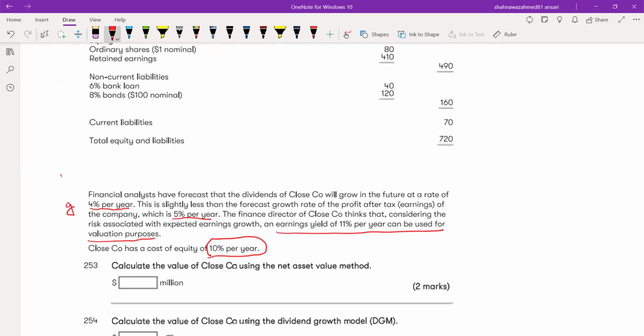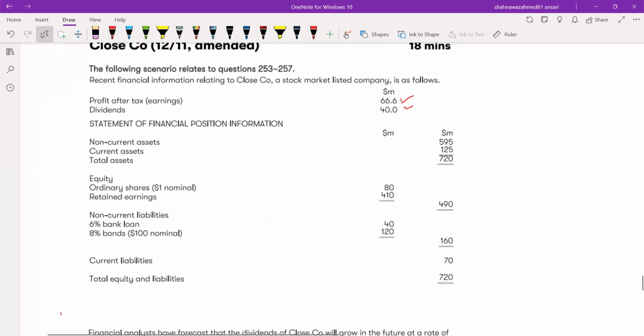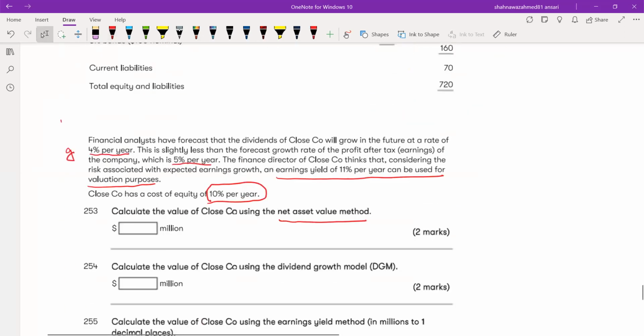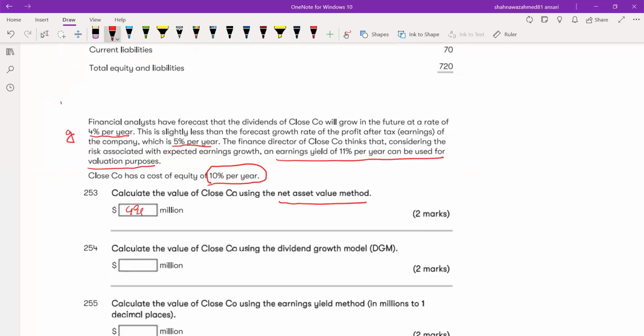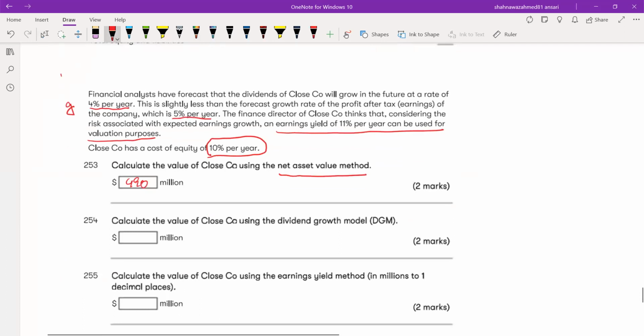Calculate the value of closed co using the net asset based valuation. Now here we have simply the historical cost given. So in order to calculate the net asset, take the equity value, that is 490 million, directly. You can take this directly. So it's 490 million.